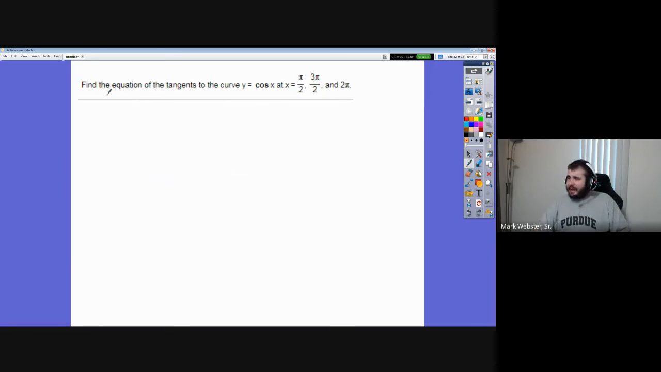Remember what I've been saying. They're going to ask this question over and over again. Sometimes it'll be the exact same way, sometimes it'll be a different way. But here it's the same thing. Find the equation of the tangents. Well, y minus y1 equals m times x minus x1. We've got all our x values, so we're going to have to go through and find our y values and our slopes.